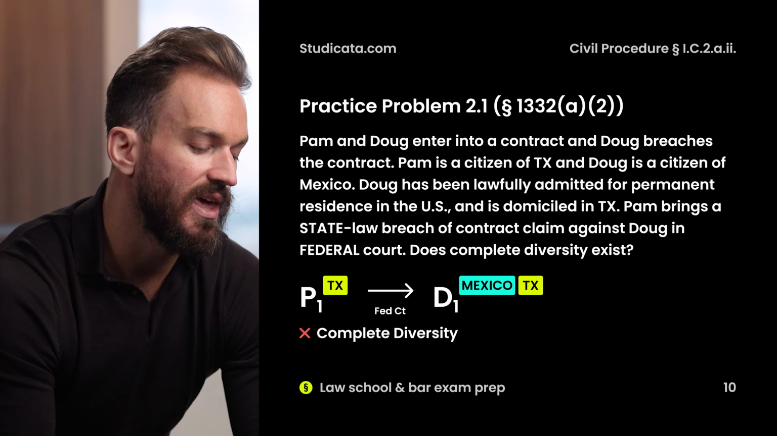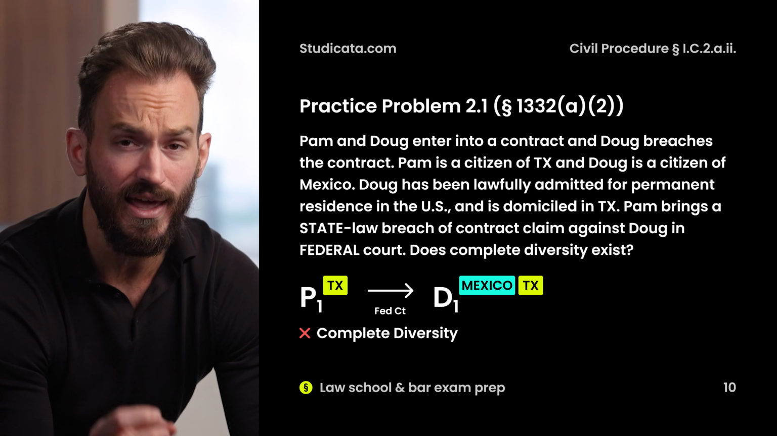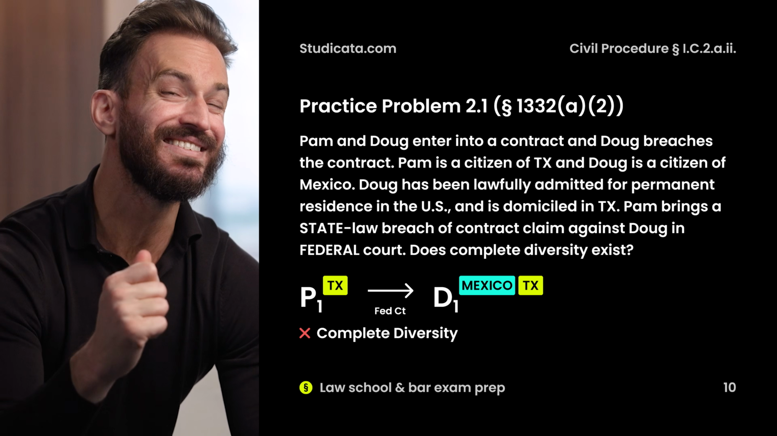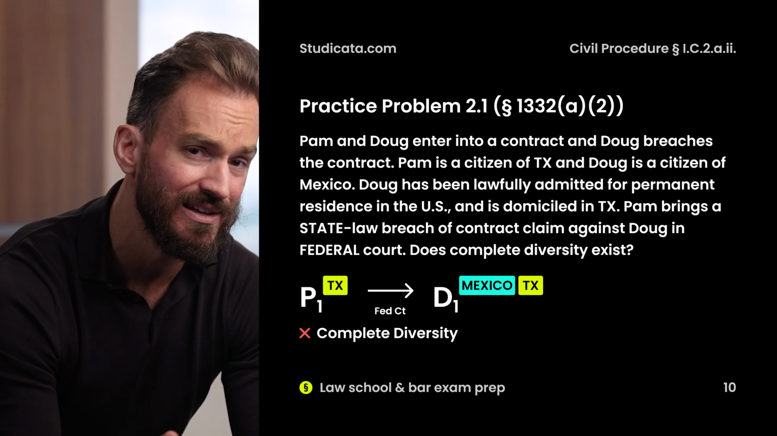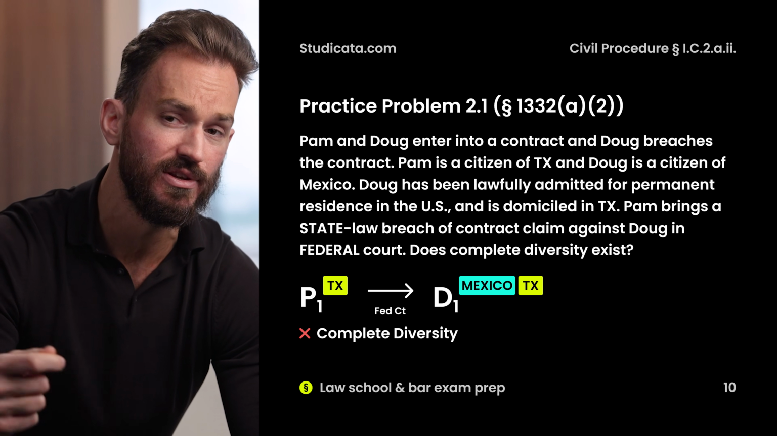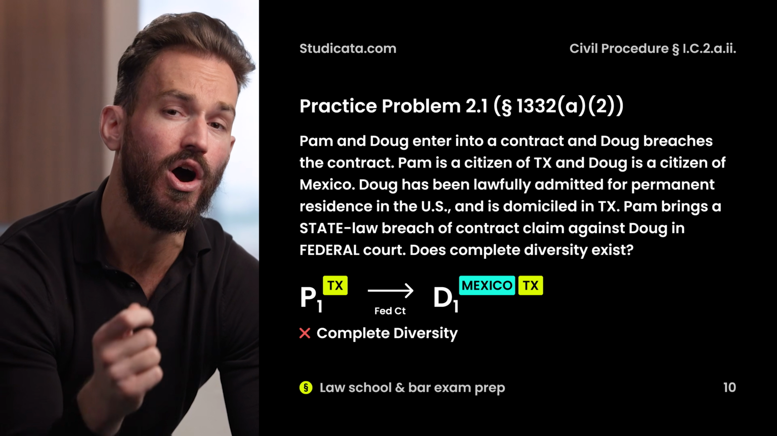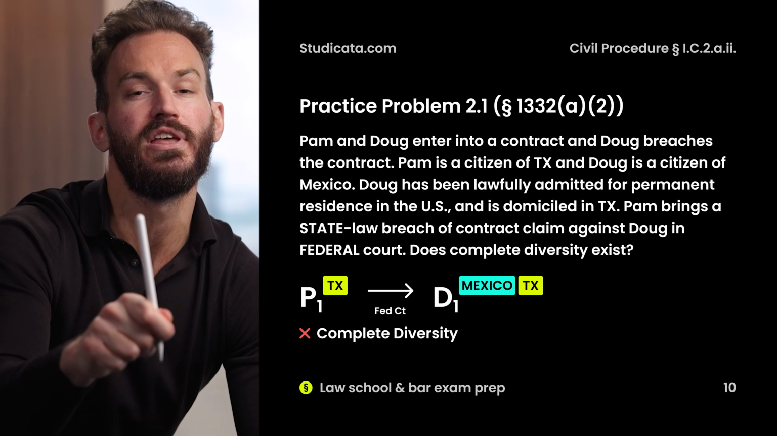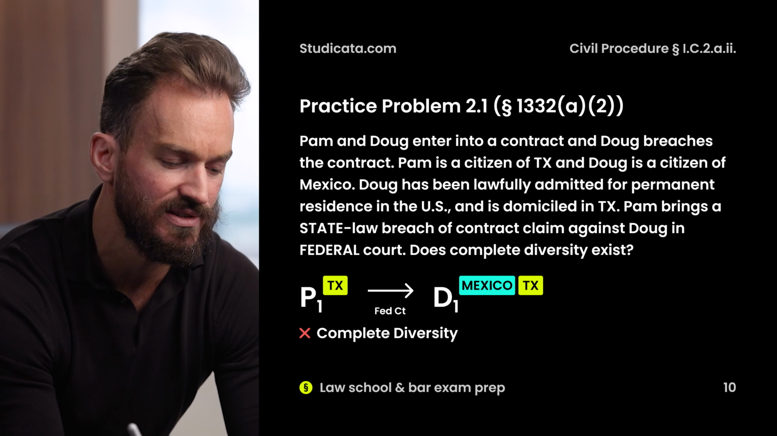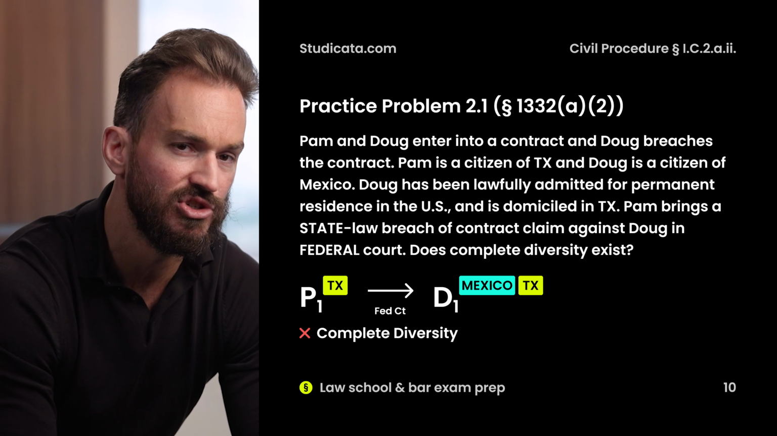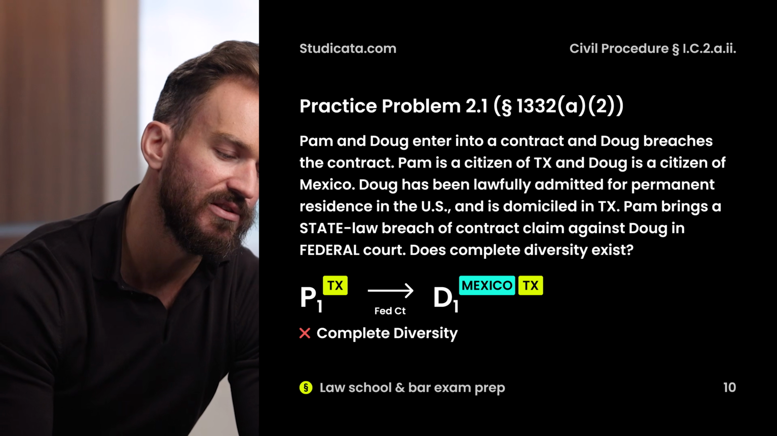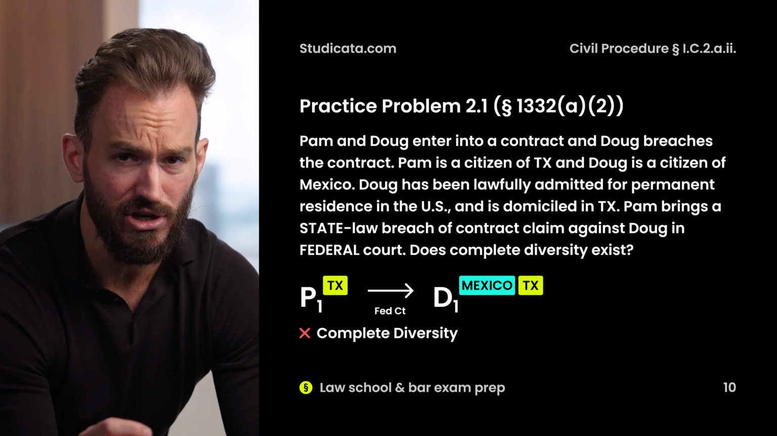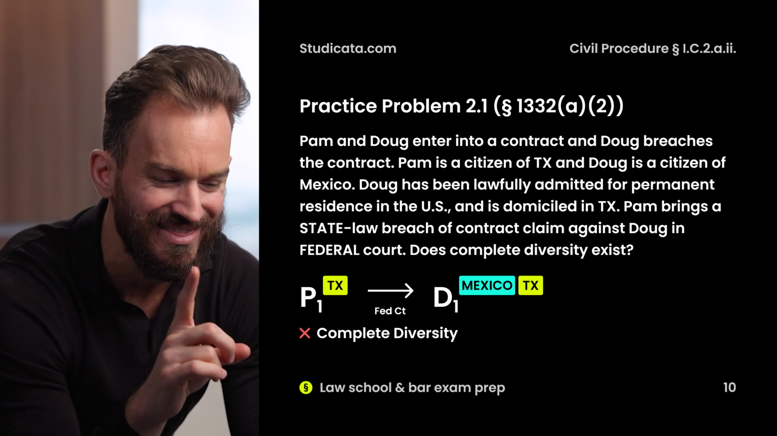No, right? Even though our defendant here is a foreign defendant, a citizen of Mexico, he has that permanent legal resident status in the United States and he's domiciled in Texas, which is the same place our plaintiff is a citizen. So because that place of domicile for our legal resident in the United States is the same as the citizenship of our U.S. citizen, that destroys diversity. Okay, that's 1332(a)(2).